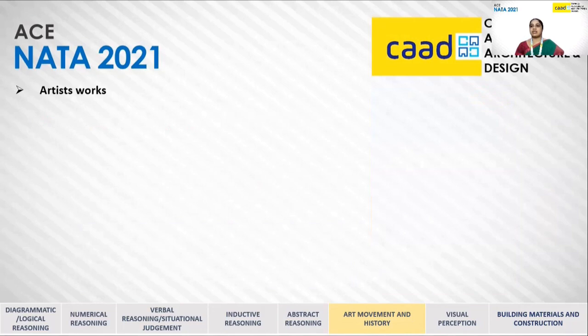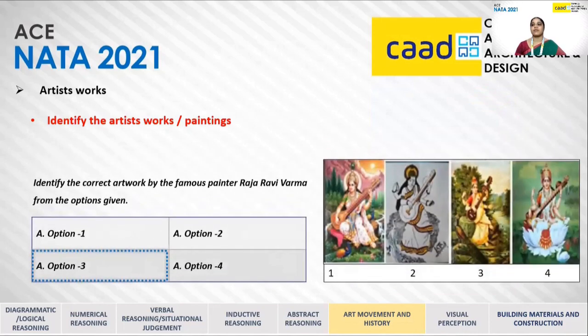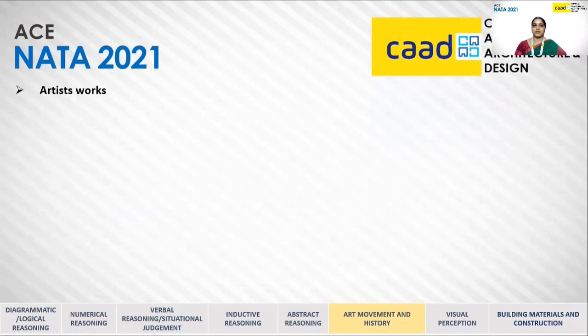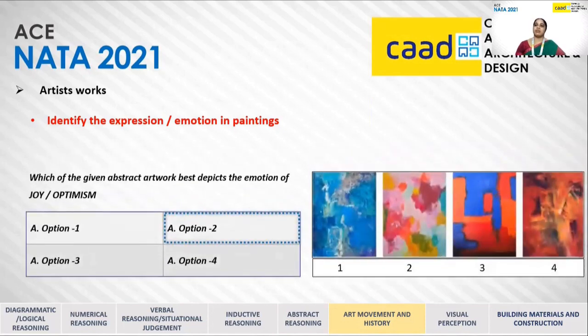Or the artist's name will be given and you have to select his work from the given set of paintings. Identify the correct artwork by the famous painter Raja Ravi Varma from the options given. Option 3 is the answer. Sometimes you will be asked to identify the expression or emotion depicted in the painting. Which of the given abstract artworks best depicts the emotion of joy or optimism? Option 2 is the answer.